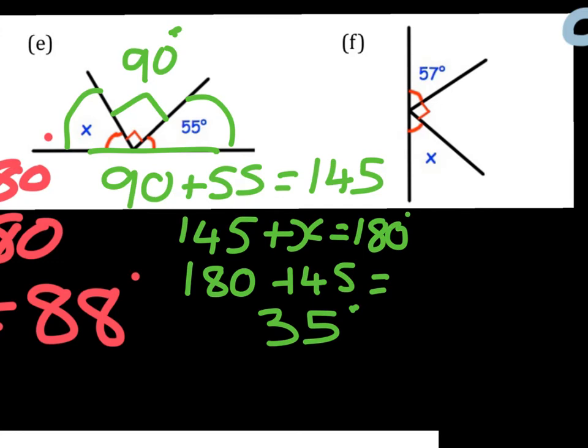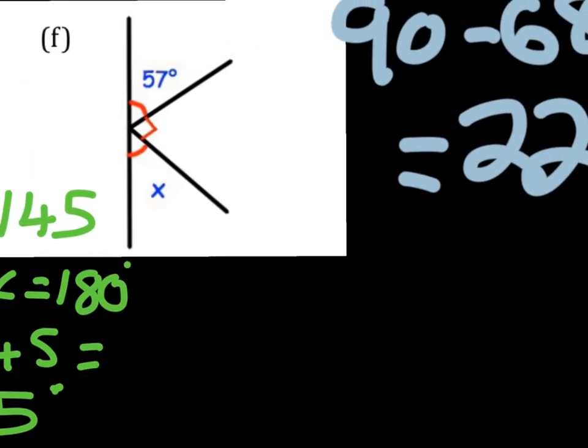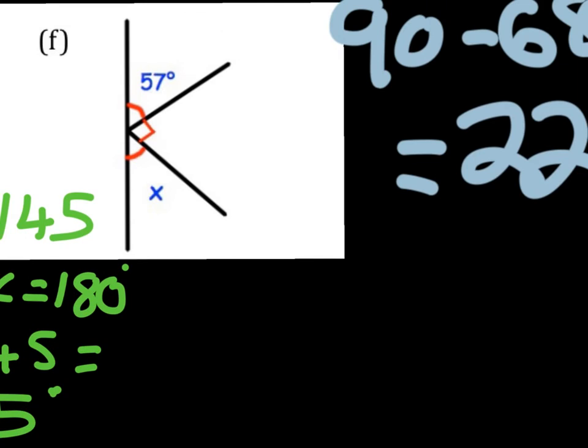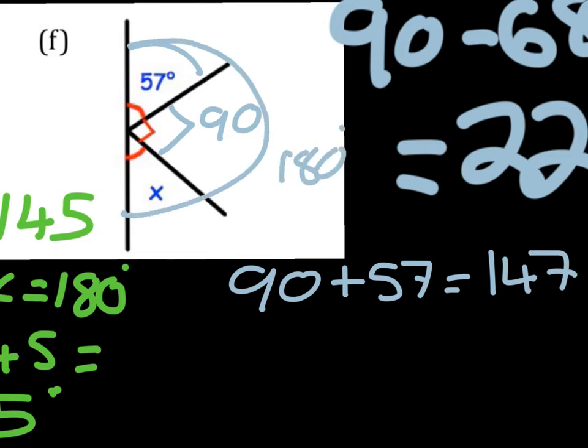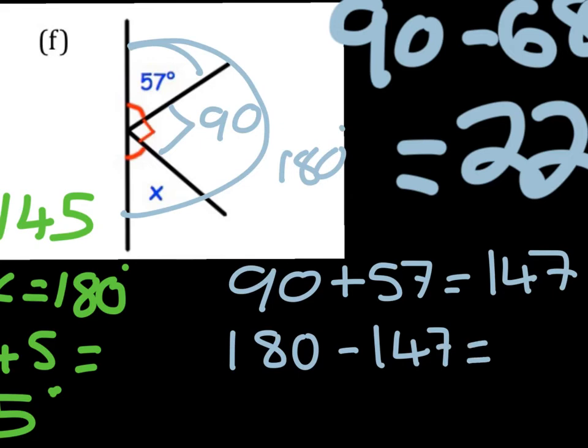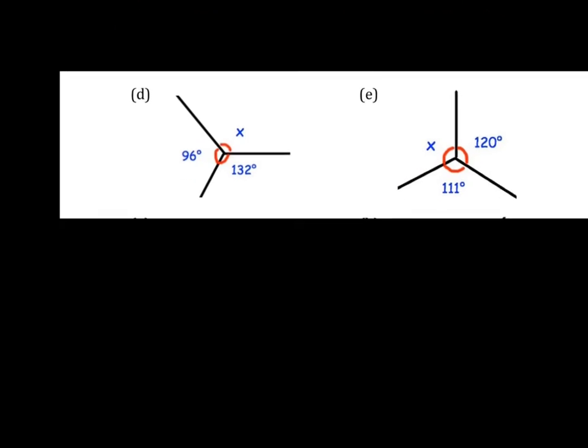And then this final one, if you just have a look at it, it's a straight line, but only this time it's vertical instead of horizontal, but it's the same principles. You've got a 90-degree angle there, and you've got a 57 given. So you've got a 90 degree plus a 57, totaling 147 degrees on that straight line. We know that the whole of that should be adding up to 180. So I do inverse operation, 180 minus 147, and that's going to give me 33 degrees.